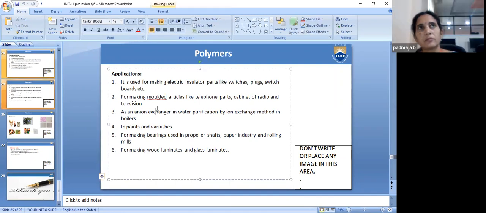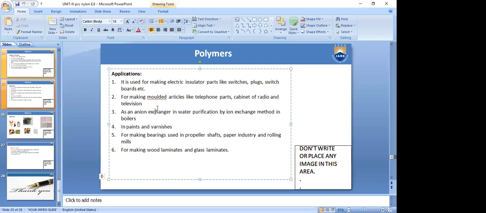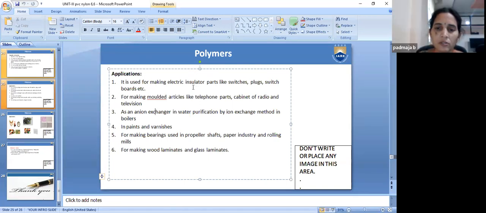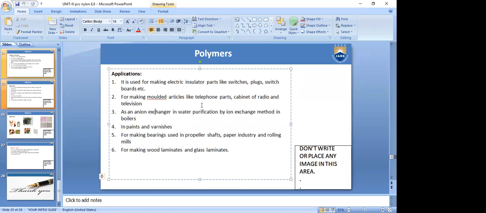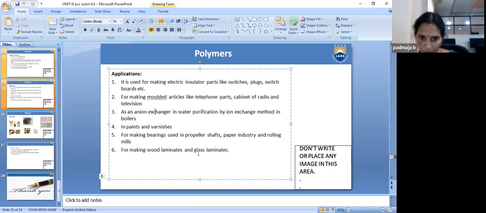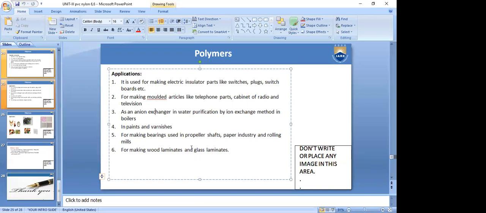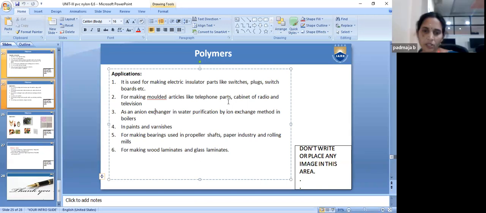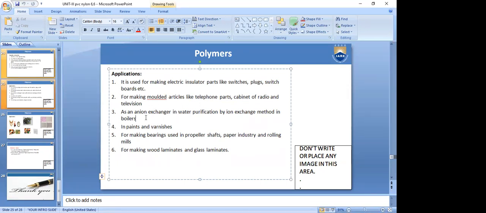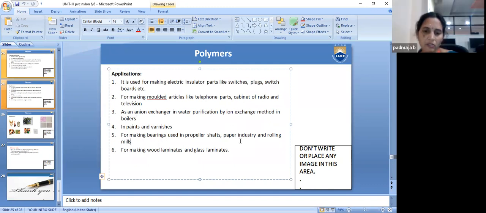It's used to make switches, plugs, and switchboards. In paints, varnishes and laminates. For molded articles like telephone parts, cabinets for radio and television. And also as anion exchanger in water purification. What else do we use it for?